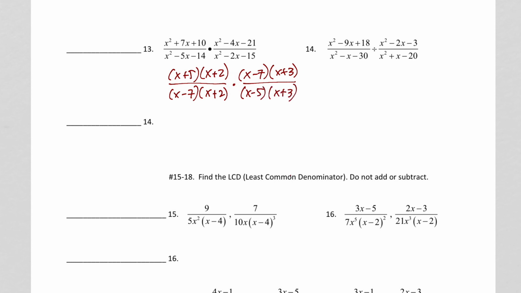Because this is a multiplication, anything on top can be canceled with anything on the bottom. So I can cancel, let's see, x plus 2 like that. I can cancel x minus 7 like that. I can cancel x plus 3 like that. And I'm left with x plus 5 over x minus 5.